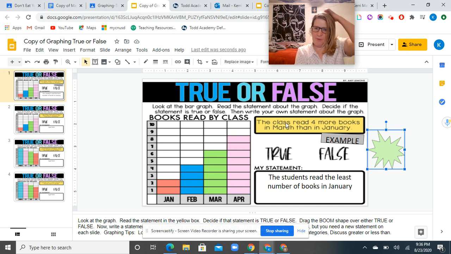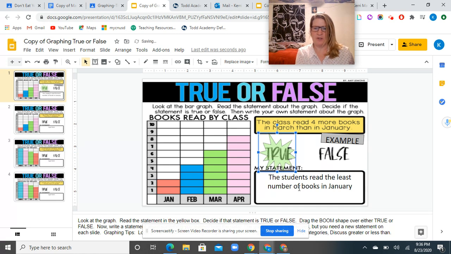Now let's look over at the question. The class read 4 more books in March than in January. So January we had 2. March we had 6. So 2 to get to 6: 3, 4, 5, 6. I go up 4. And the question says they read 4 more books. So that's true. So I'm going to move my big boom over to true. And then my statement that I tell to prove that I'm true: the students read the least number of books in January. That's true.